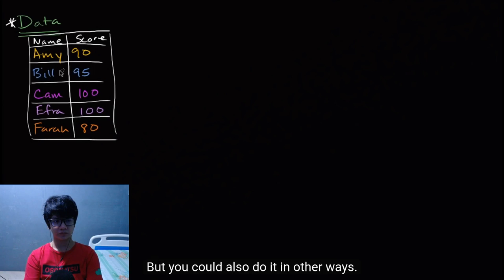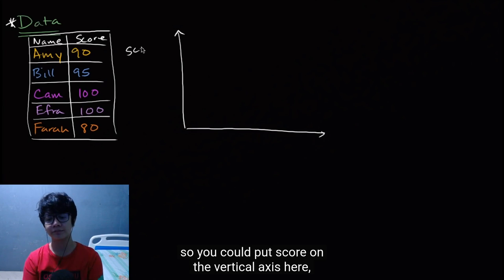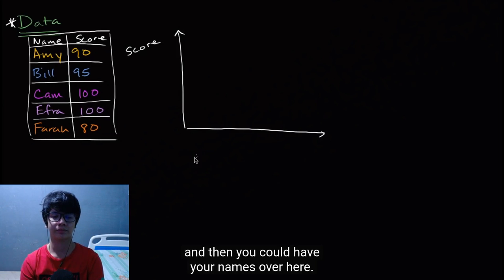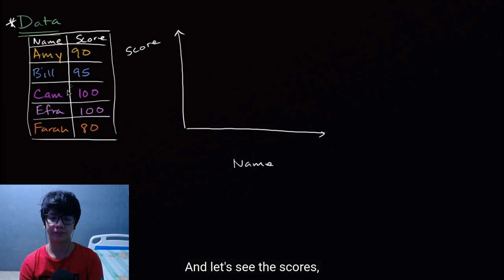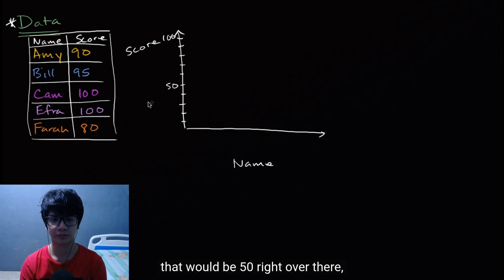But you could also do it in other ways. So you could record it as what's oftentimes called a bar graph or sometimes a histogram. So you could put score on the vertical axis here, and then you could have your names over here. Let me just mark them off. So this is 10, 20, 30, 40, 50, 60, 70, 80, 90, and then 100. So that's 100. Cool. 1, 2, 3, 4, 5. That would be 50 right over there.